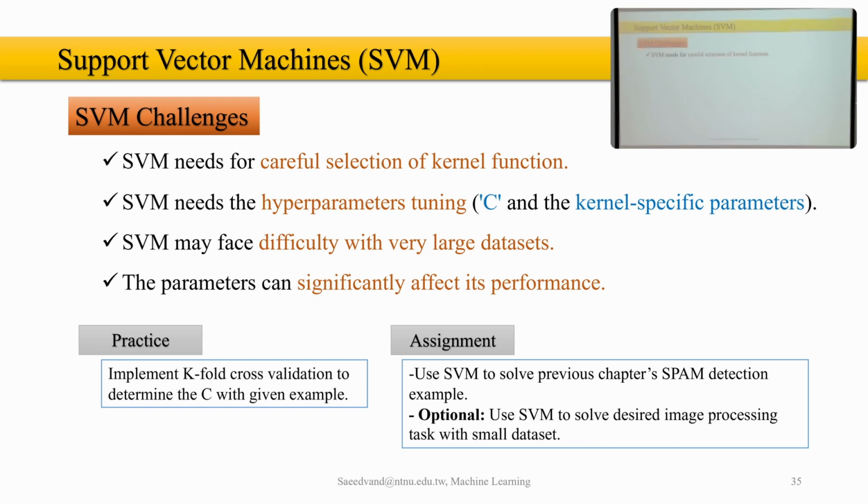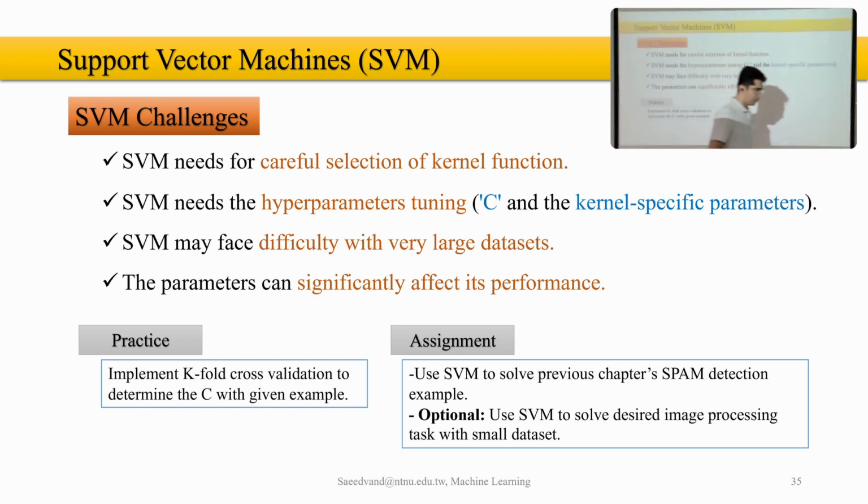What are the challenges that we have on the other hand? We need to be careful with the kernel function selection. The hyperparameter tuning, the parameter C, can be a little bit challenging to fine tune. Difficulty with very big data sets. If your data set is too big, then SVM gets into problems. And the parameters, the hyperparameters, can significantly affect the performance that we have.